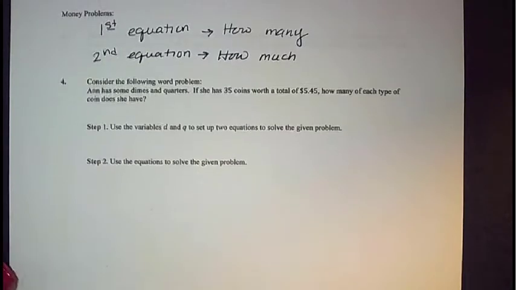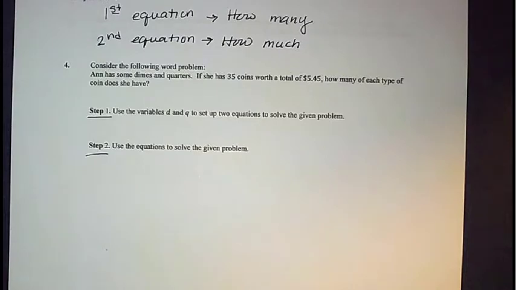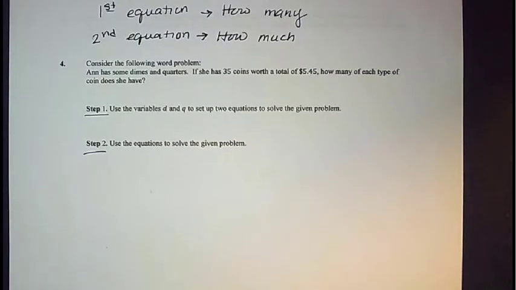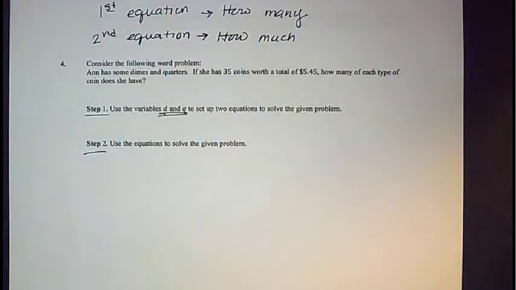So for our first example, we have a word problem, and again, we're going to use steps 1 and 2, where we identify our equations first and then solve the problem. Notice that it's having us use the letters D and Q. So Anne has some dimes and quarters. This is why we're using the letters D and Q, so we can identify the dimes and quarters. If she has 35 coins worth a total of $5.45, how many of each type of coin does she have?